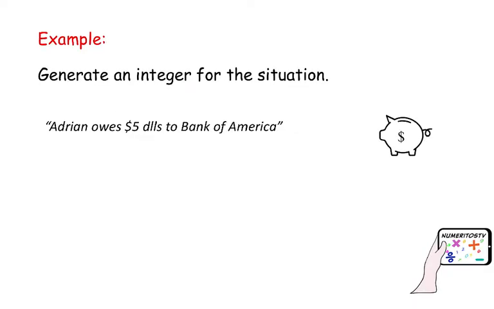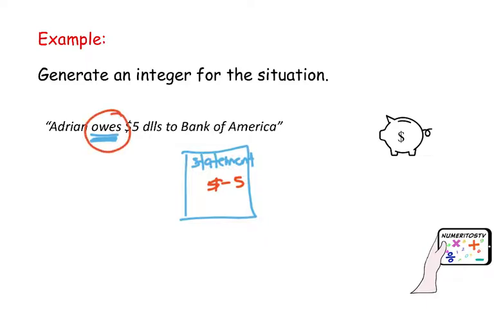What about this one? Adrian owes $5 to Bank of America. Our keyword here will be owes. If Adrian owes that money, that means that in his bank account or in his statement, he will see that he owes money by seeing negative numbers. So if he needs to pay that money to the bank, he will see negative $5. So the keyword here is owes. The integer that we can use to represent that situation is negative 5.